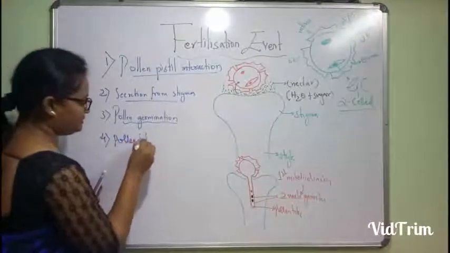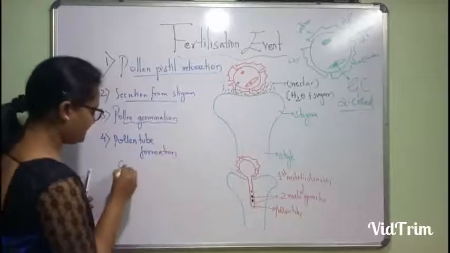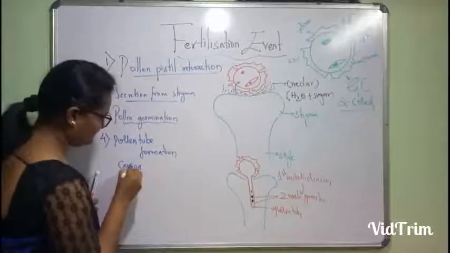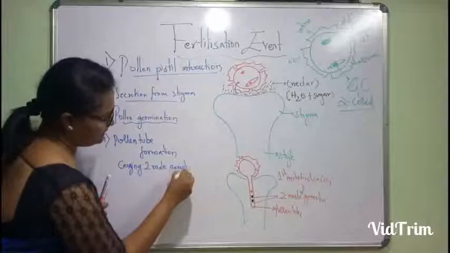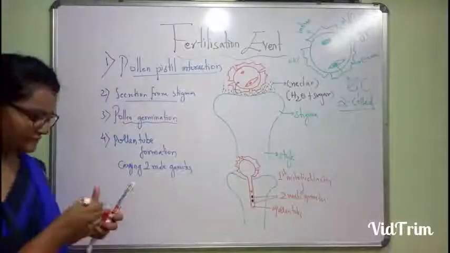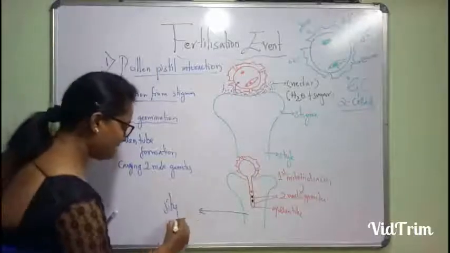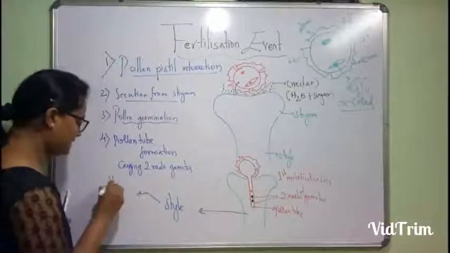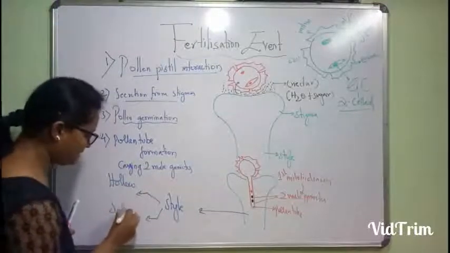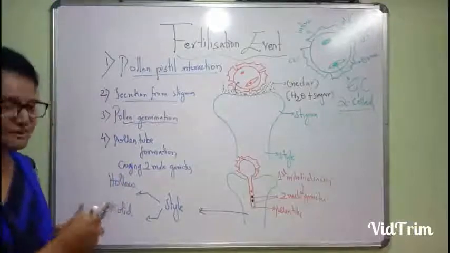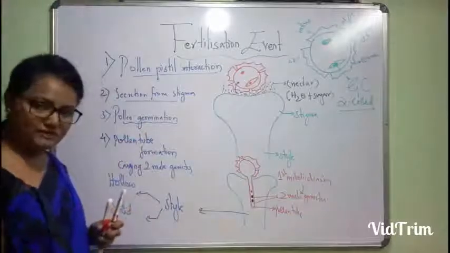Pollen tube formation, carrying two male gametes. So next, the thing is, sometimes this style will be hollow, or sometimes this style will be solid. So there is a difference. When the style is hollow, the pollen tube will emerge into the style.